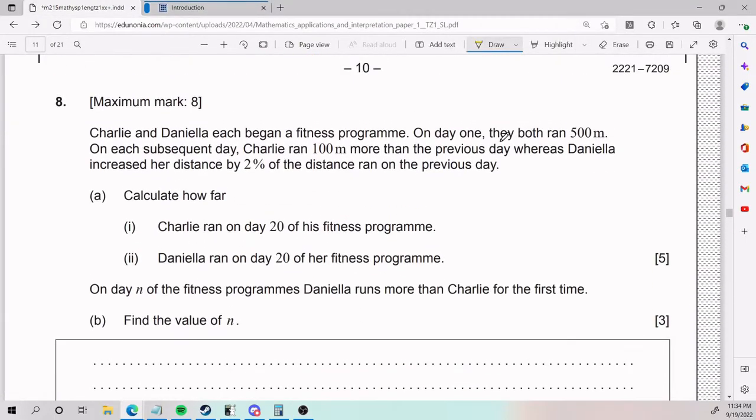Let's move on. Number 8. Charlie and Daniela each began a fitness program. On day 1, they both ran 500 meters. On each subsequent day, Charlie ran 100 meters more than the previous day, whereas Daniela increased her distance by 2% of the distance ran on the previous day.